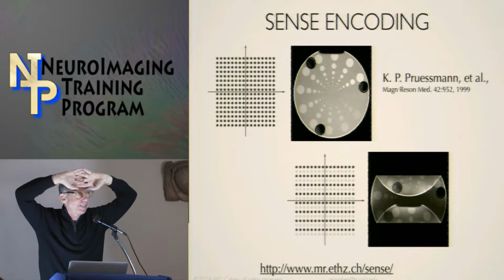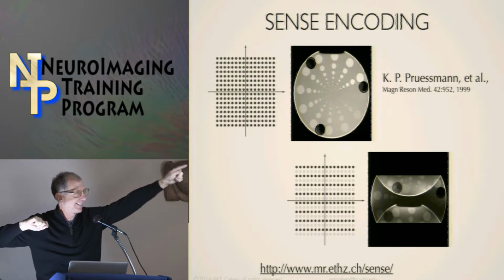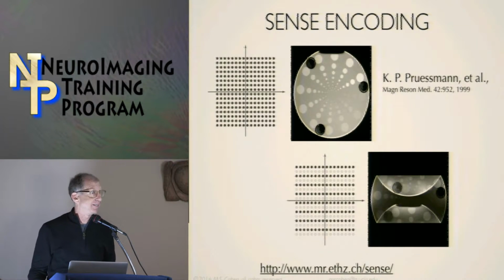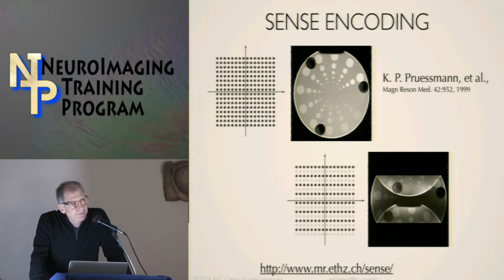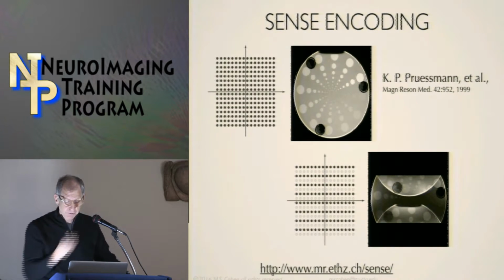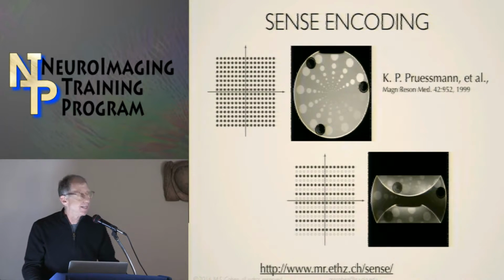So since frequency is giving me location within the slice, how can I possibly tell where these signals come from? Multiband sequences take advantage of a very, very clever technique that was originally proposed essentially at the same time by 2 people, Prusman and Sodikson. They did these, however, using slightly different methods, and the Prusman version is a little easier to understand.